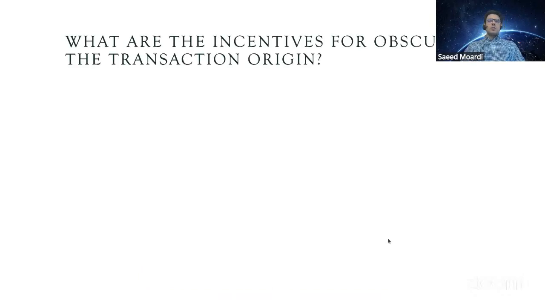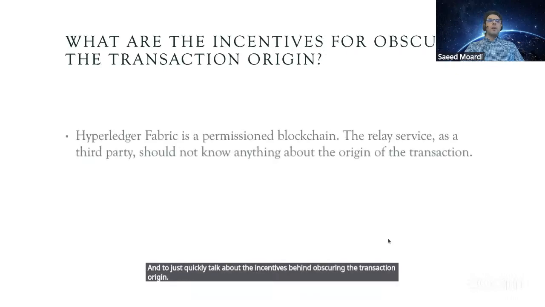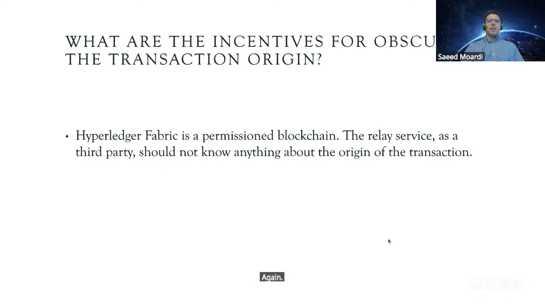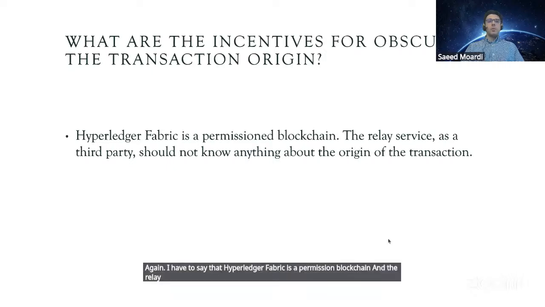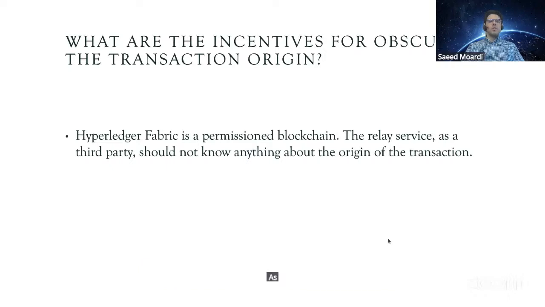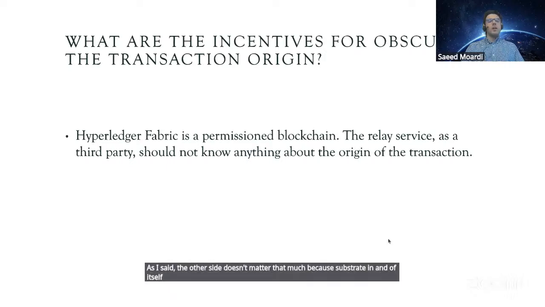And to quickly talk about the incentives behind obscuring the transaction origin again, I have to say that Hyperledger Fabric is a permissioned blockchain, and the relay service as a third party should not know anything about the origin of the transaction. The other side doesn't matter that much, because Substrate in and of itself is a framework that can be deployed and implemented both ways. So it can be public and private.